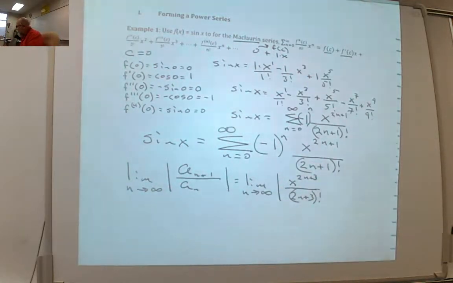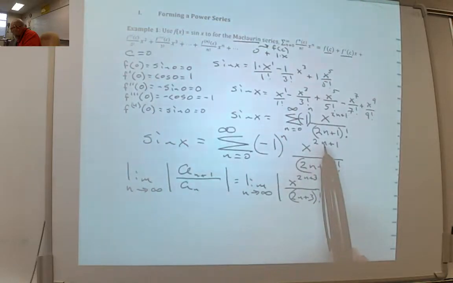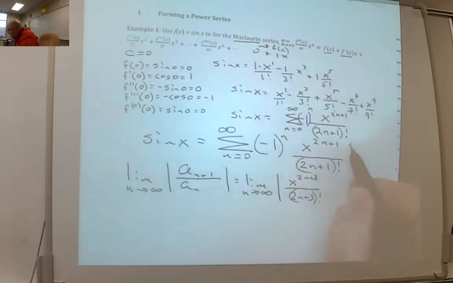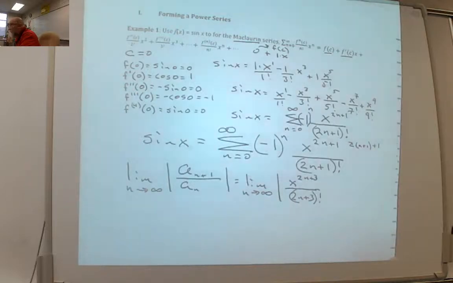Now, how did I get that? In here, I put n plus 1. In here, I put n plus 1. So when I put n plus 1 into here, I'm getting 2 parentheses n plus 1 plus 1. And that's where the 2n plus 3 comes from. Does that make sense? Times, over here I'm going to have 2n plus 1 factorial over x to the 2n plus 1.